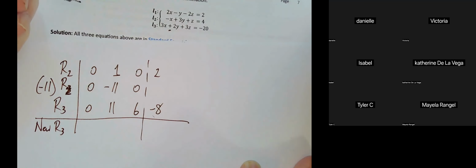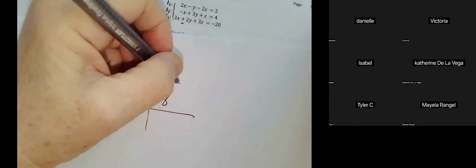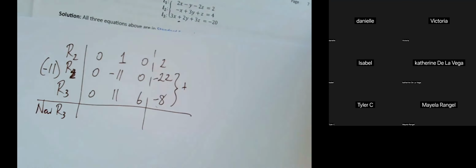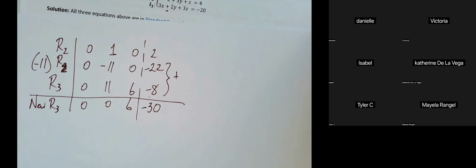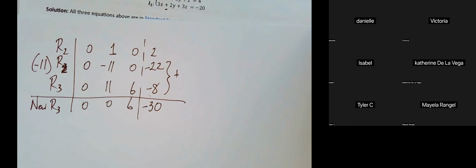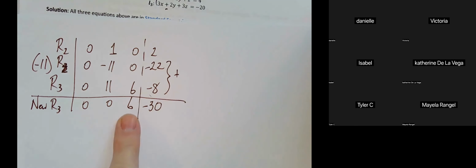And then -22. Awesome. And when we add the second and third rows, 0, 0, 6. And then -30. Excellent. Why do we feel comfortable about our arithmetic because of this new row 3? Because it's divisible by 3. By 6. That too.